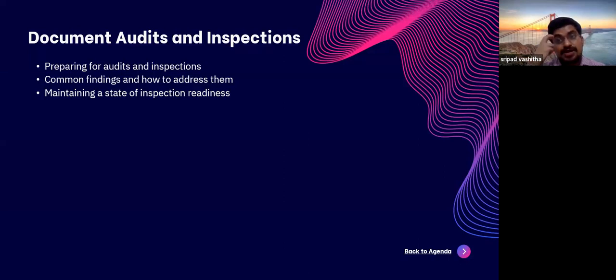So the common findings obviously have to be addressed, based on which you will be getting your approvals. Maintaining a steady state of inspection readiness is really the need of the hour, because in a few cases, auditing could be done virtually, but certainly not in all of the cases. At least these days, it has come down, but still the cases are there. So that is off the topic. I hope you got what I am trying to say here with respect to document audit and inspection.